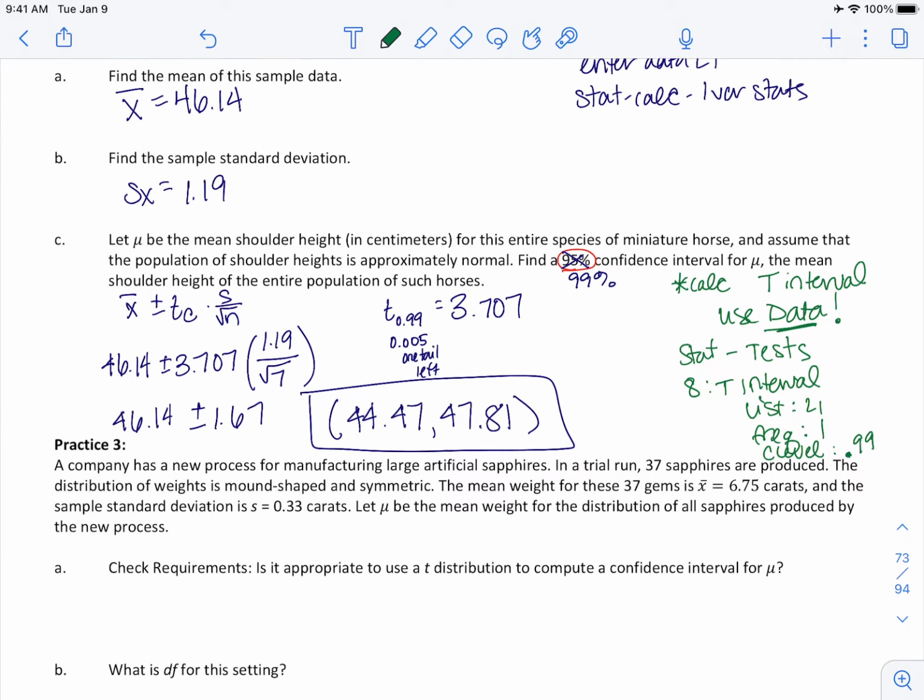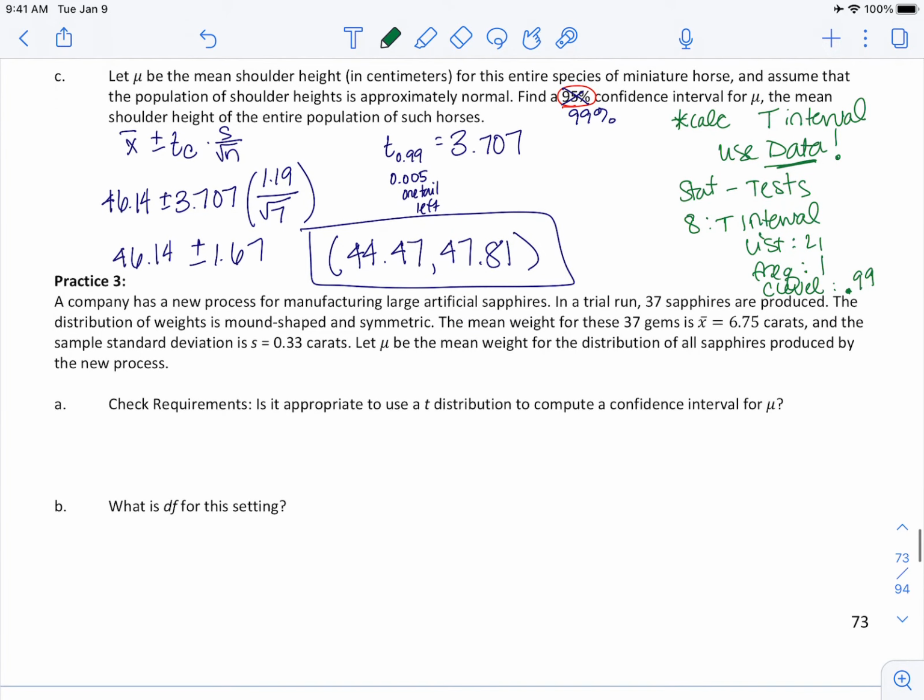Okay. Here's our next one. A company has a new process for manufacturing large artificial sapphires. In a trial run, 37 sapphires are produced. The distribution of weights is mound shaped and symmetric. The mean weight for these 37 gems is x bar equals 6.75 carats, and the sample standard deviation is s equals 0.33 carats. Let mu be the mean weight for the distribution of all sapphires produced by the new process.